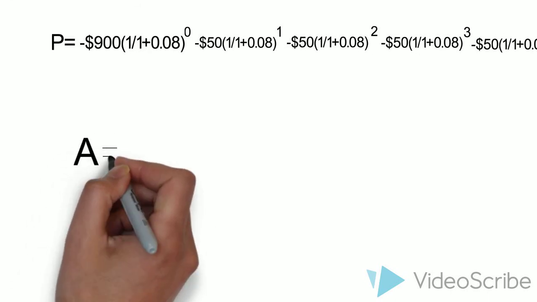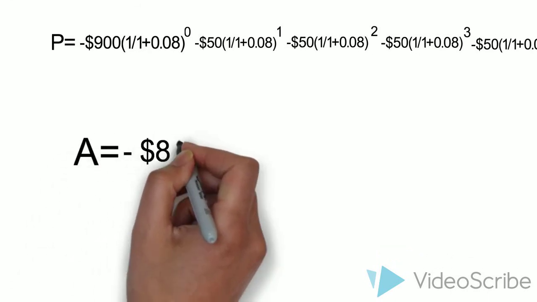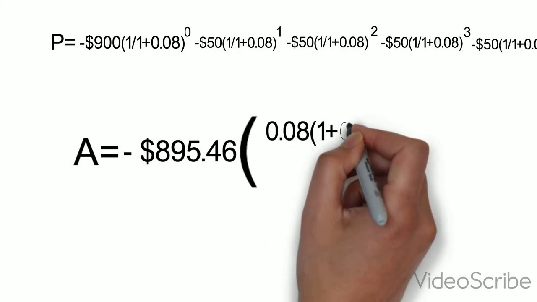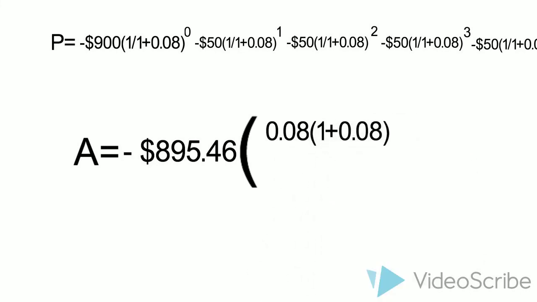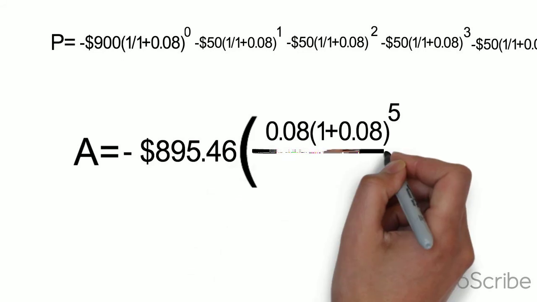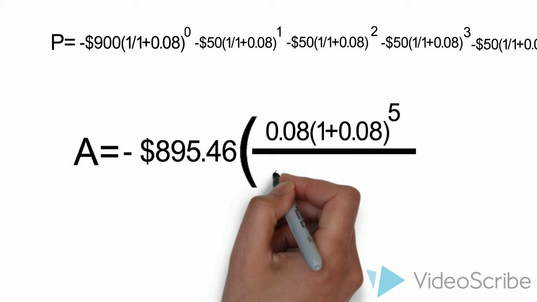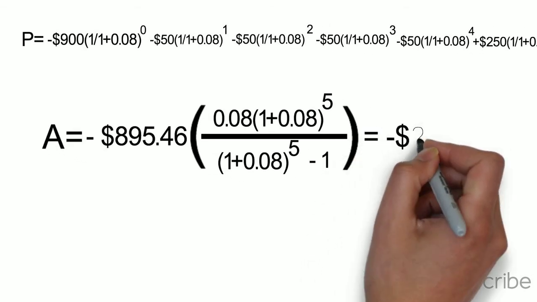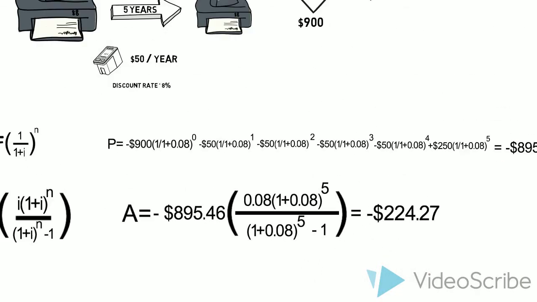So again, that's equal to negative $895.46 times the interest rate of 8% times 1 plus 8% to the power of 5, for 5 years, divided by 1 plus the interest rate again to the power of 5, minus 1. And solving this out gets you the annual cost of $224.27.